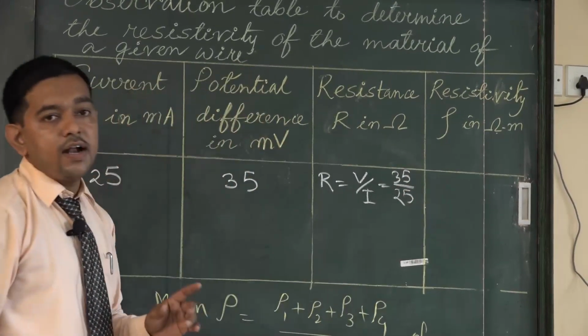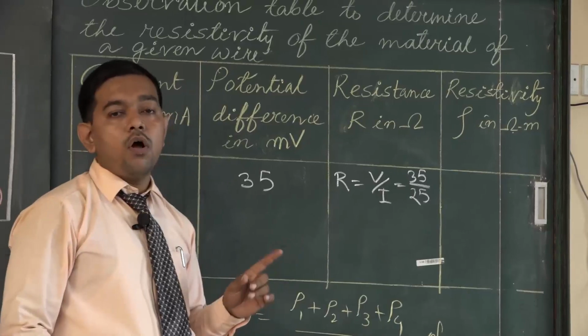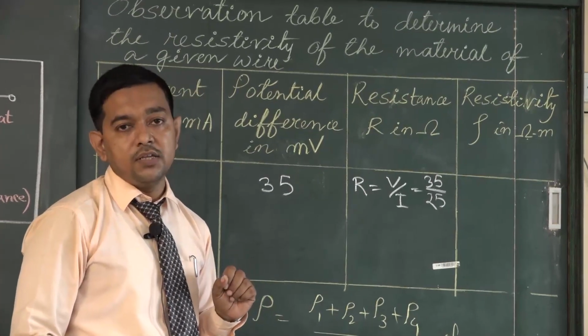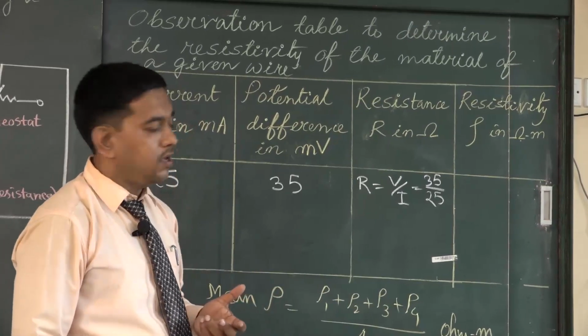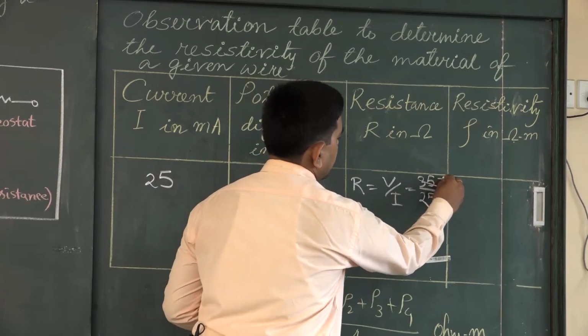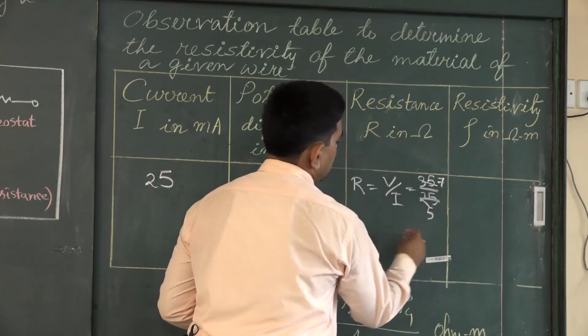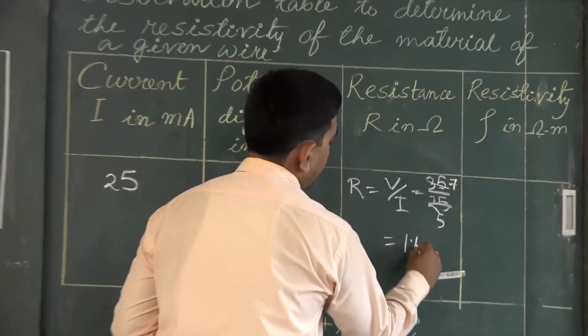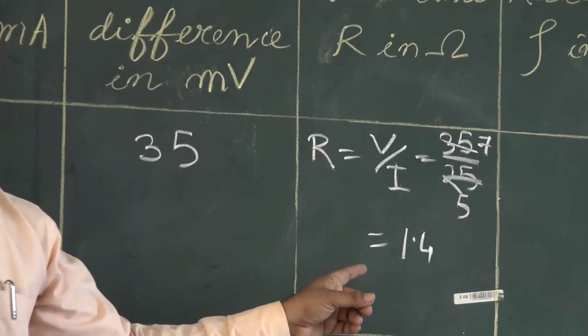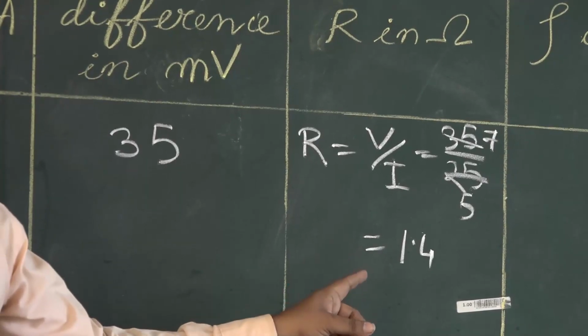Here I am not converting milliampere into ampere or millivolt into volt because both the factors are the same, 10 to the power minus 3. So ultimately they are going to get cancelled. So 35 by 25, or we can say 7 by 5, it is found to be 1.4. So this is the first reading where the resistance is found to be 1.4 ohm. This is for the first observation.